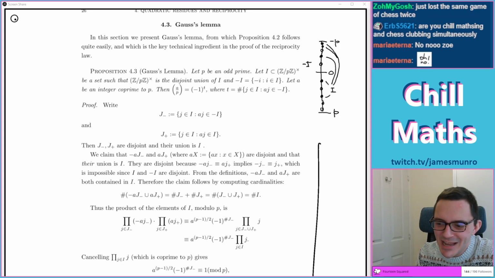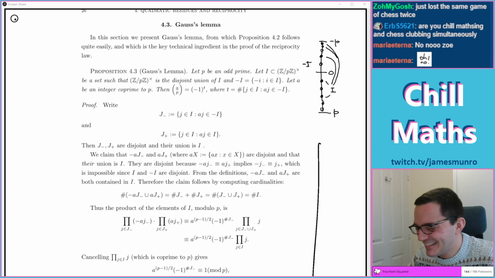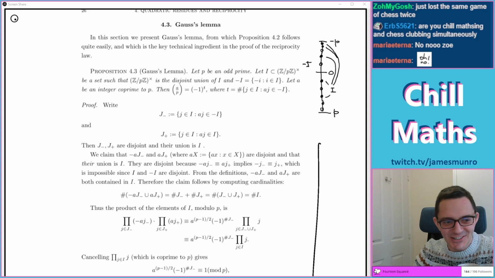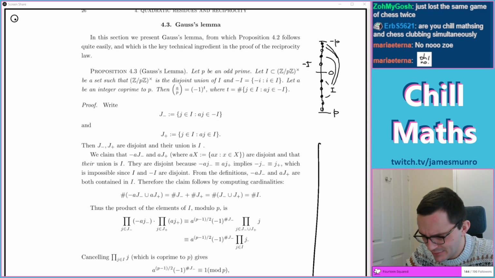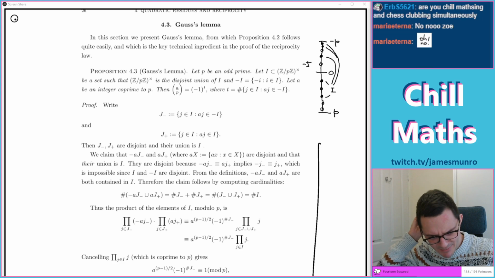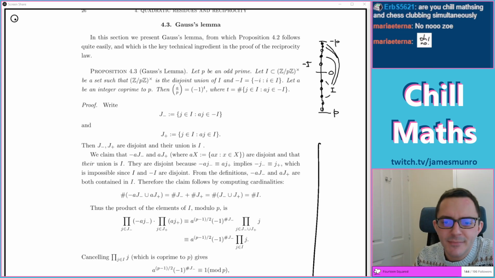I've lost the same game of chess twice. Is that like duplicate chess? Oh, did you play against yourself and lose from both sorts of... No, don't worry about that. Did you... Yeah, play a kind of mirror image of yourself. No, never mind. Reversing all of your moves so that you can lose in the mirror universe at the same time.